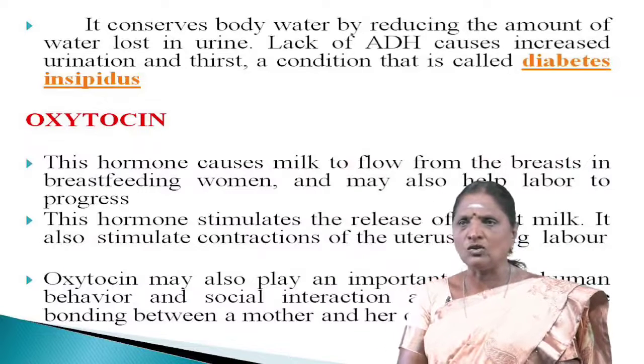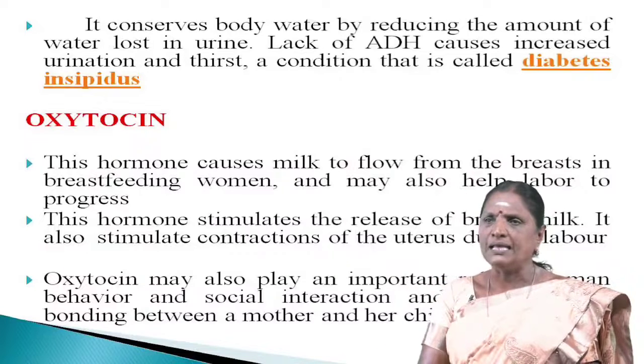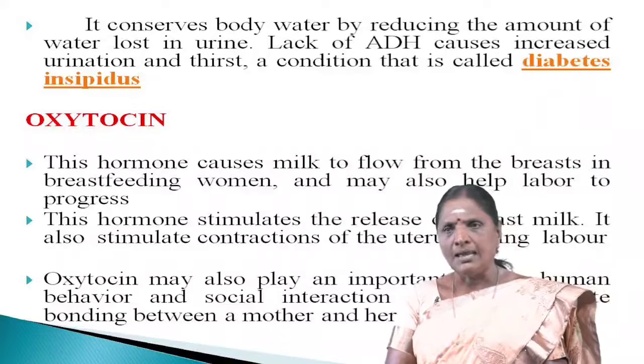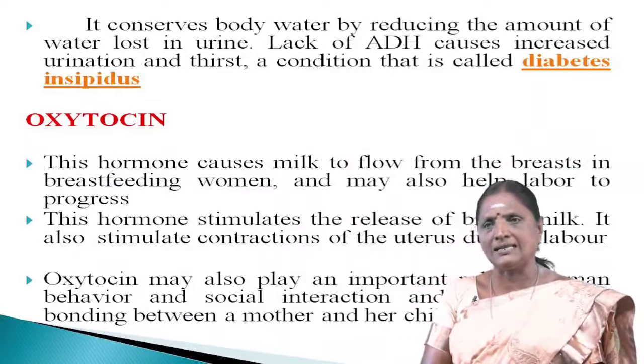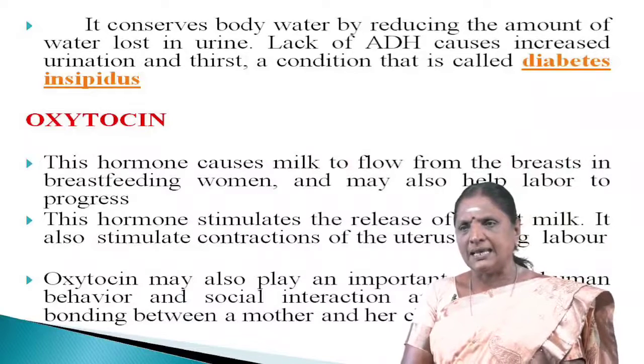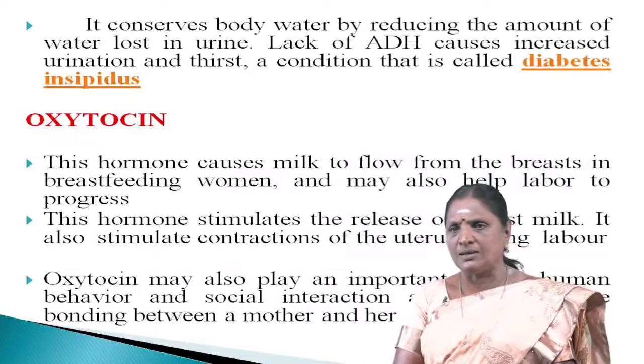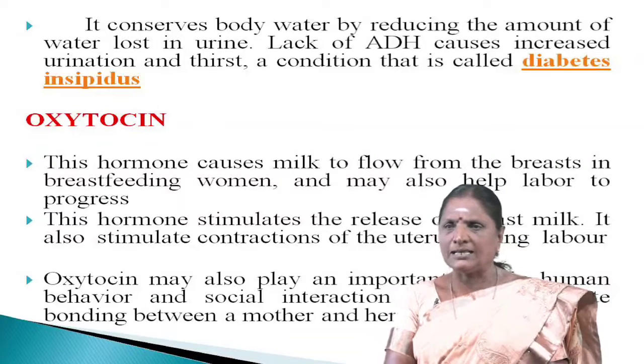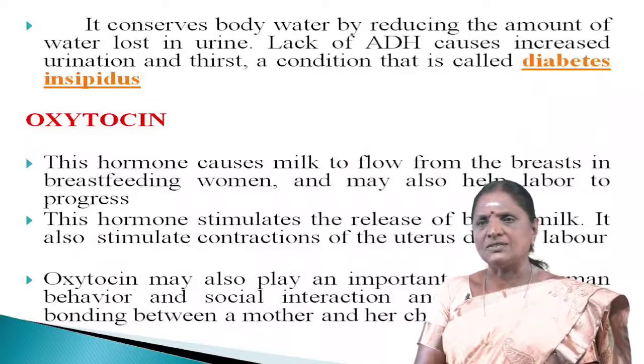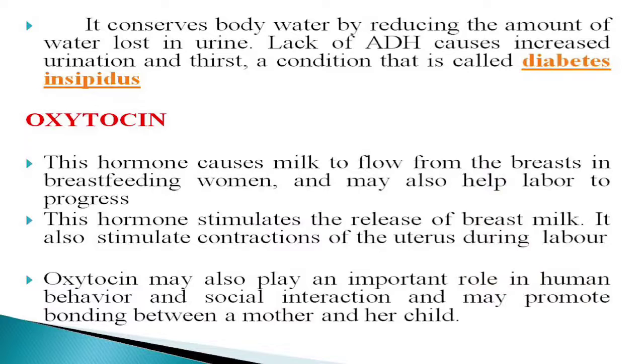Oxytocin. This hormone causes milk to flow from the breast in breastfeeding women and may also help labor to progress. This hormone stimulates the release of breast milk. It also stimulates contraction of the uterus during labor. Oxytocin may also play an important role in human behavior and social interaction and may promote bonding between a mother and her child.